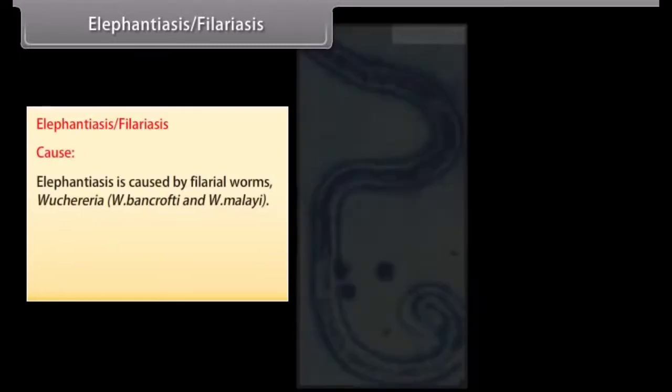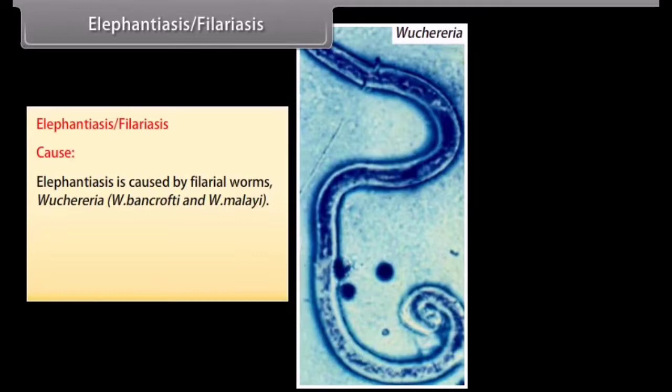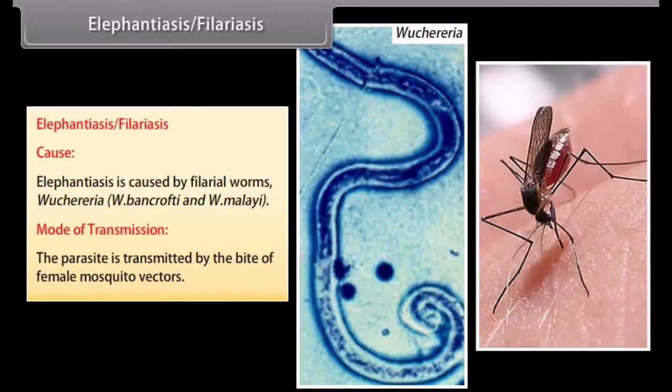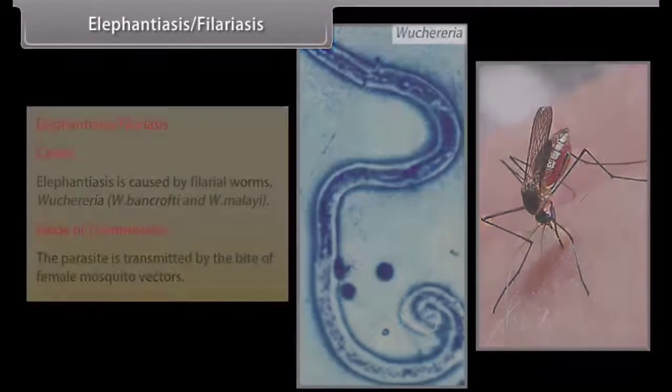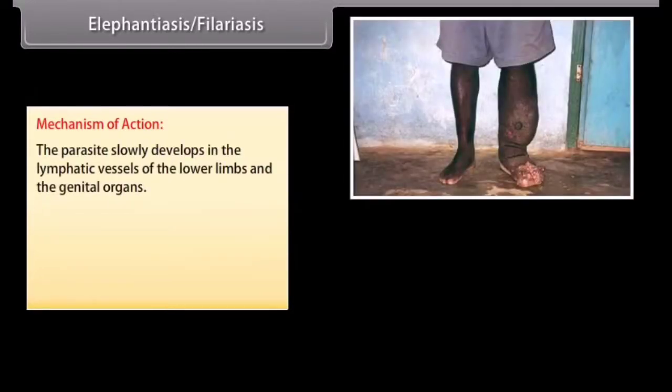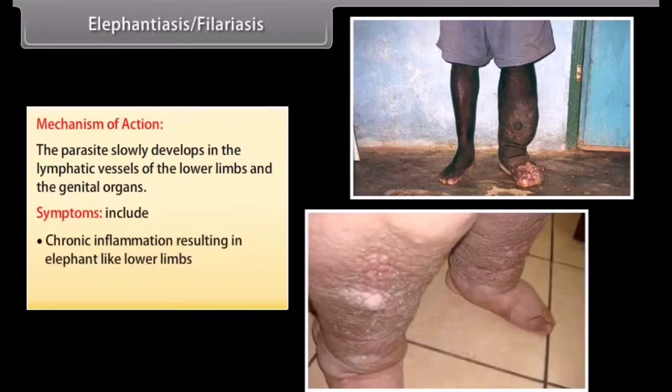Elephantiasis or Filariasis. Cause: elephantiasis is caused by filarial worms, Wuchereria bancrofti and W. malayi. Mode of transmission: the parasite is transmitted by the bite of female mosquito vectors. Mechanism of action: the parasite slowly develops in the lymphatic vessels of the lower limbs and the genital organs. Symptoms include chronic inflammation resulting in elephant-like lower limbs and gross deformities of genital organs.